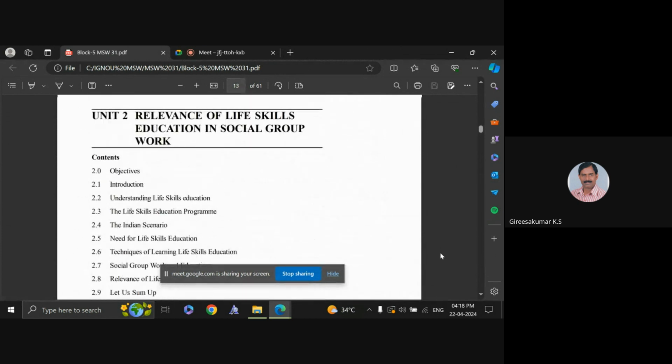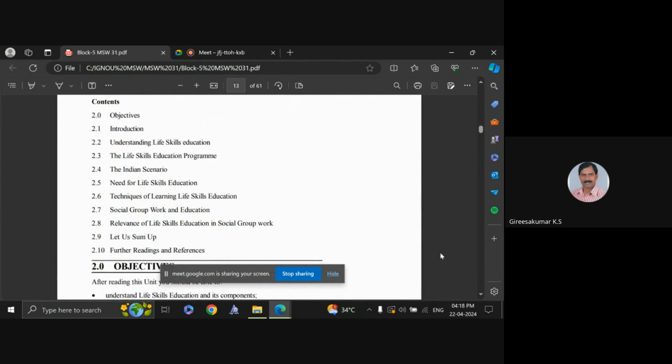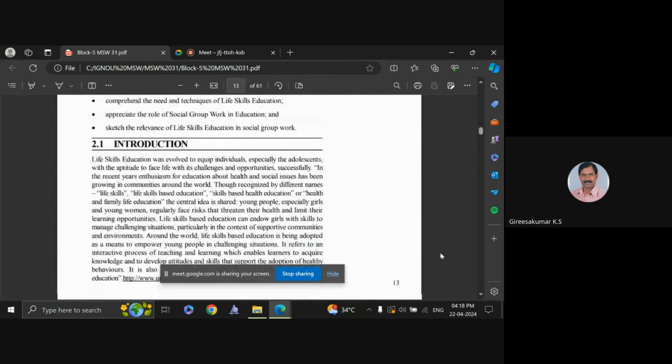Then second unit, relevance of life skills education in social group work. Understanding life skills education program, the Indian scenario, need for life skills education techniques, and social group work and education. These are all the points discussed.